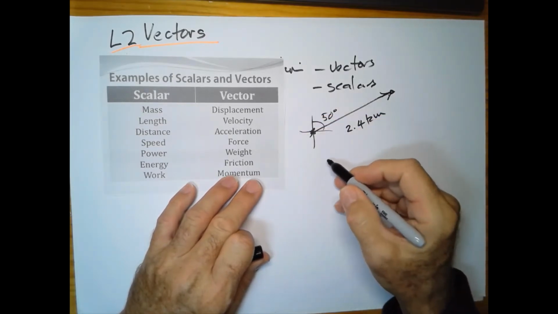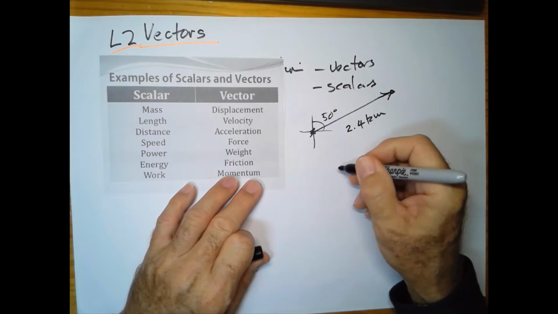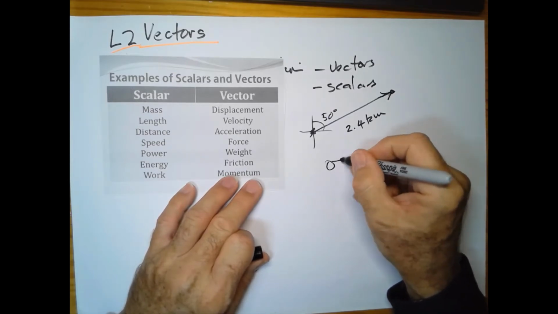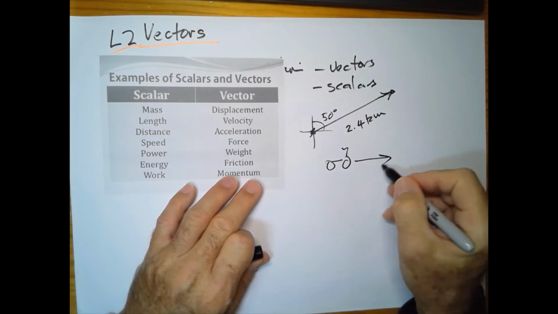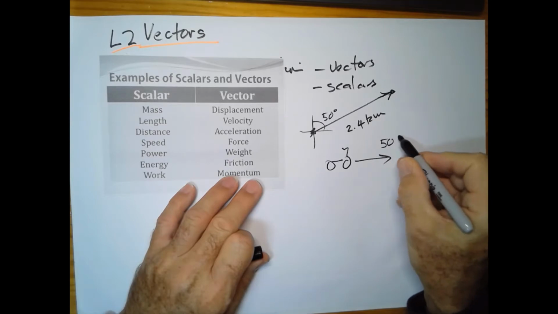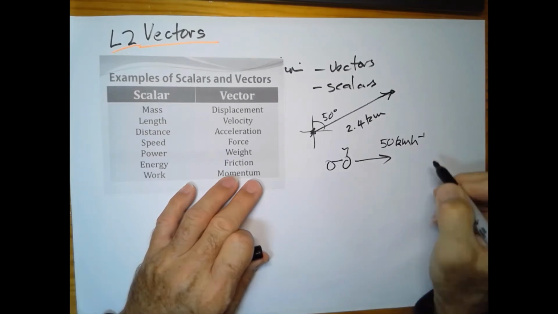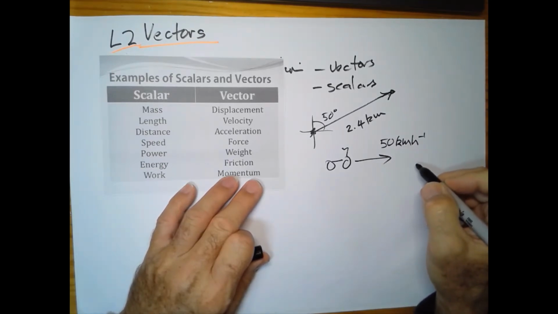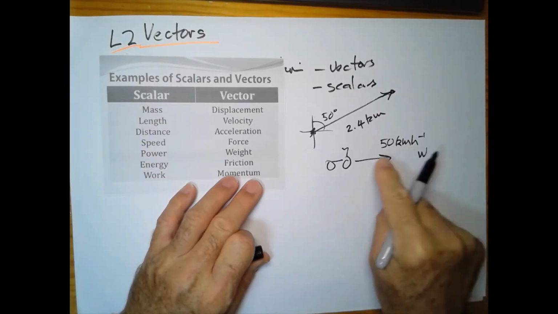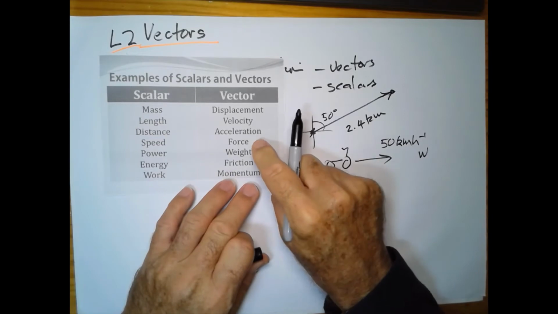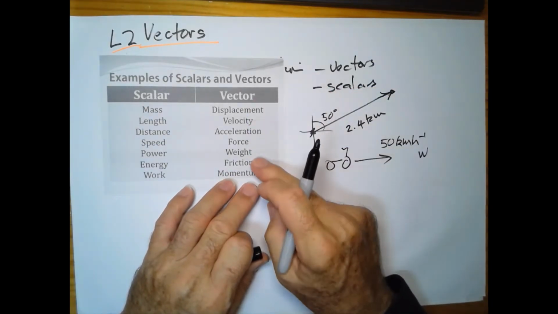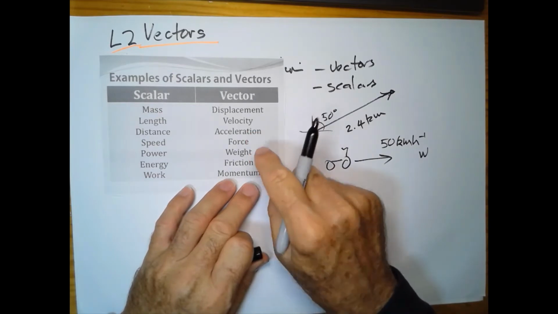Velocity is the same. I could be heading home from school on my bicycle, and at some point I can be going at 50 kilometers per hour. Might be a bit of an exaggeration, and I might be going west. So my velocity has got a size and a direction. Acceleration, again, force, newtons in a particular direction. So our vectors have got a direction and a size.